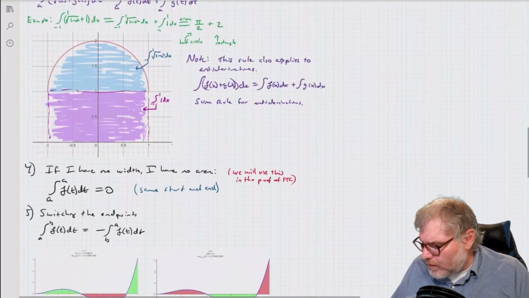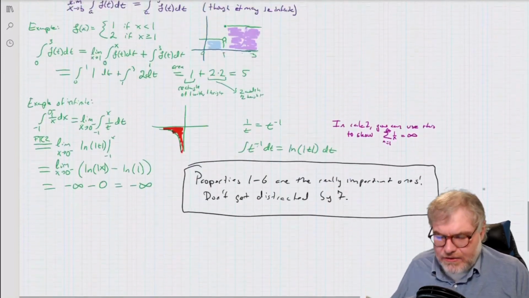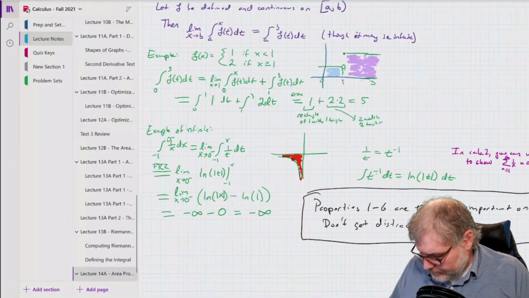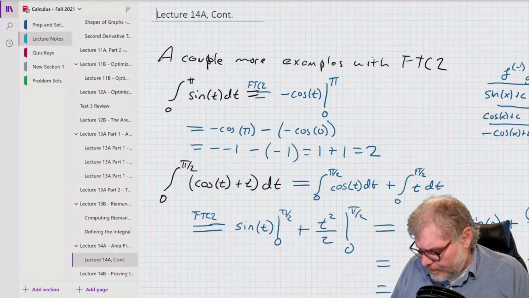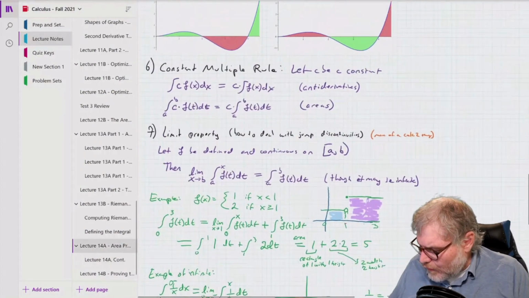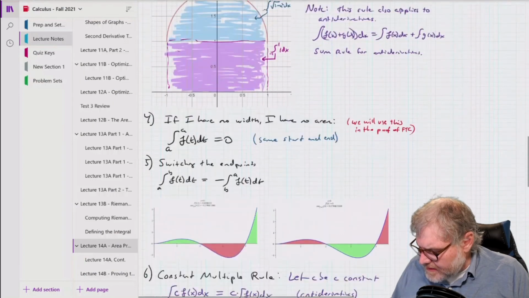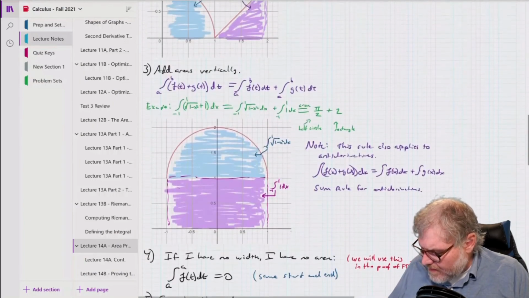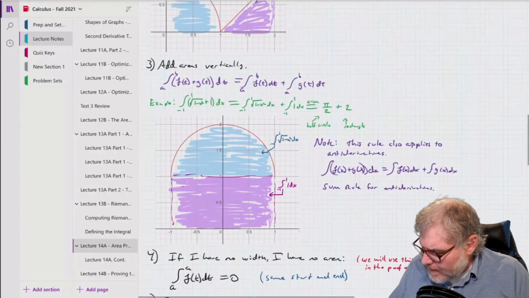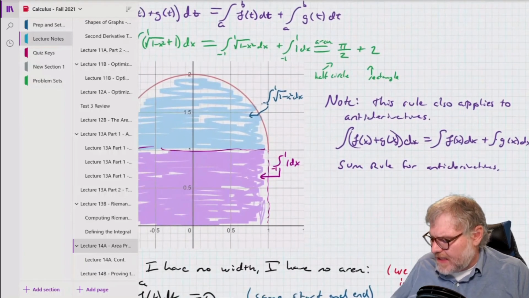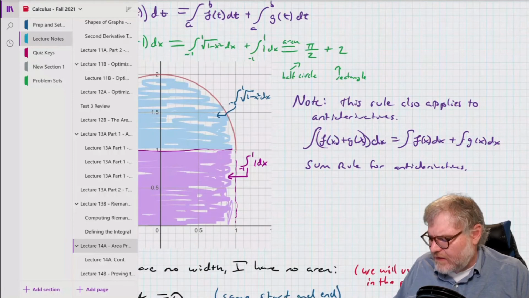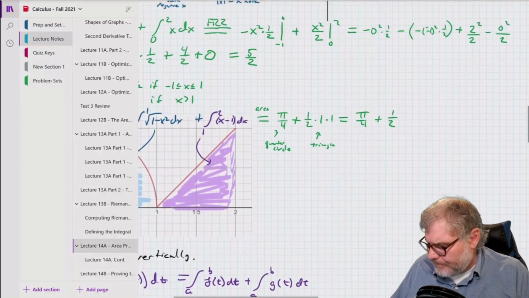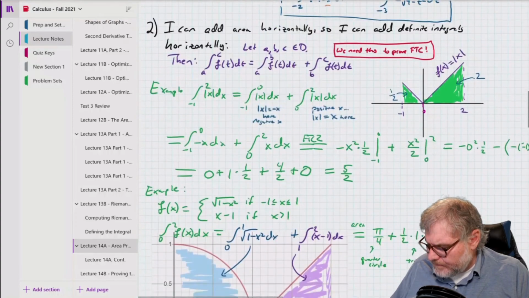All right, well, because I have these definite integral properties, I also get a bunch of indefinite integral properties. The constant multiple rule I've already mentioned, but this rule right here also applies to antiderivatives. So I have a sum rule for antiderivatives. If I have the antiderivative of f of x plus g of x dx, I can split that up there.